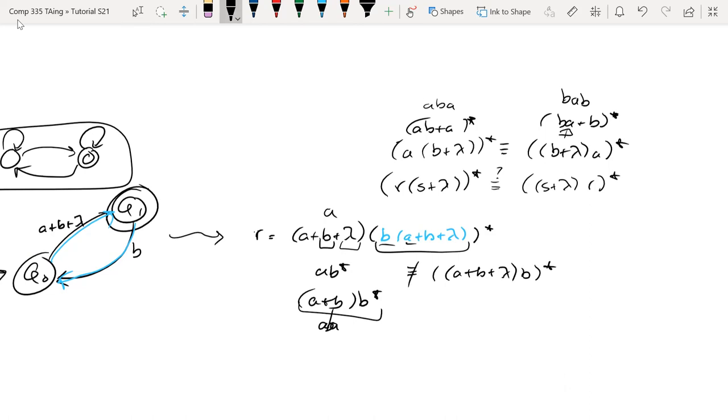So it doesn't look like that's true, because for instance, here you're forced to start with a B, and here you're forced to end with a B. So, for instance, BA is in here, and BA is not in here. So you can't have BA here because you need to end with a B. So these two expressions aren't the same. And I don't think you can just write A or B or lambda B star, right? That wouldn't be enough because these two expressions aren't the same.